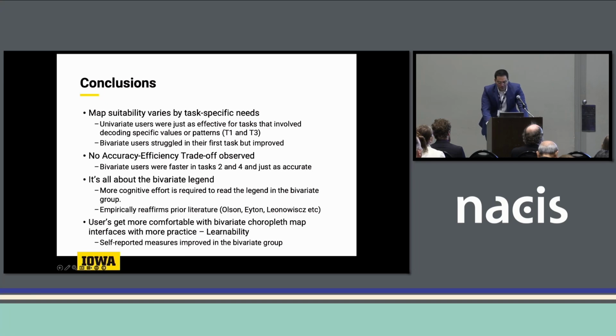From an eye tracking perspective, bivariate users spend most of their cognitive effort in decoding the bivariate legend, whereas univariate users just had to scan the interface more to complete certain tasks. This focus on designing effective bivariate legends was emphasized by the works of Olson as early as the 1980s. So here, empirically, we show that most of the hard work with bivariate maps is decoding that legend. Self-reported measures improved in the bivariate group as participants initially found bivariate maps challenging, but reported improved performance and reduced effort with experience.